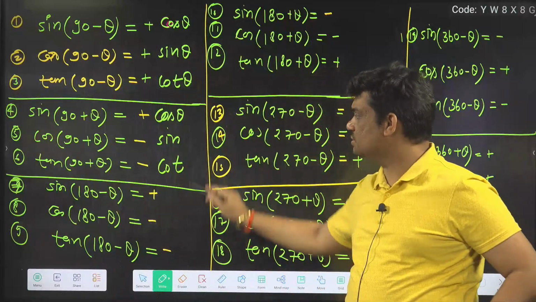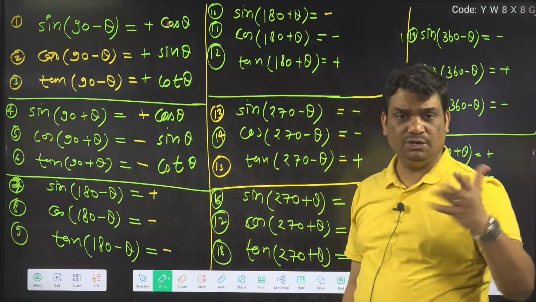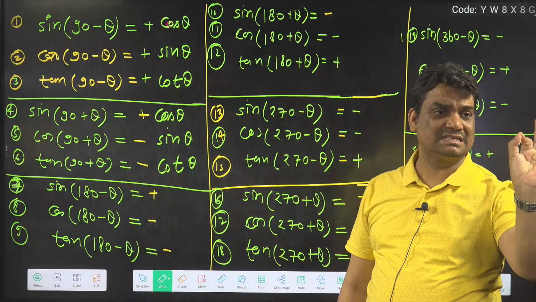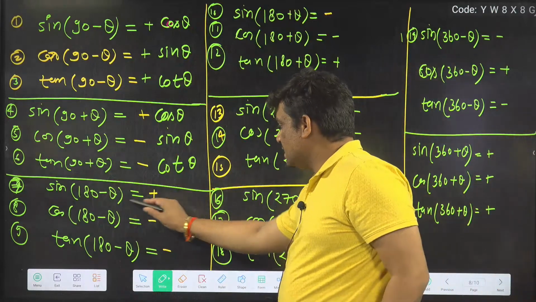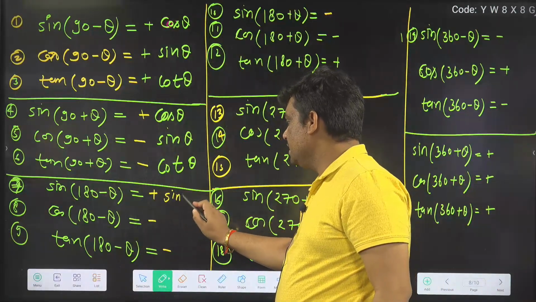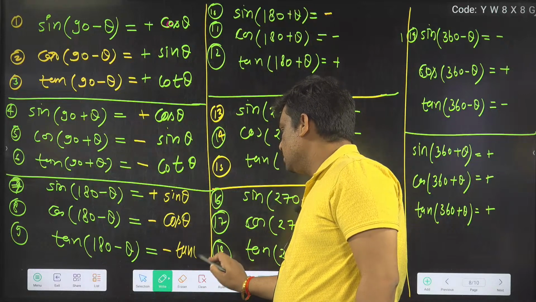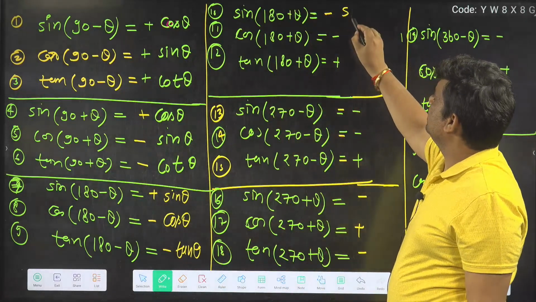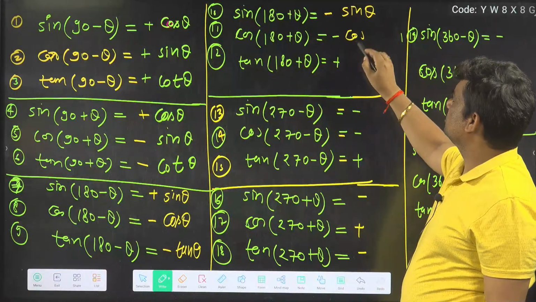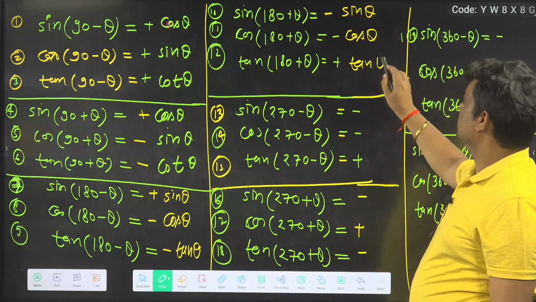180, any change or no change? In 180 no change, only change will be there in the 90 and 270. So here sin will remain sin, cos will remain cos, tan will remain tan. Here also sin will remain sin, cos will remain cos, tan will remain tan.